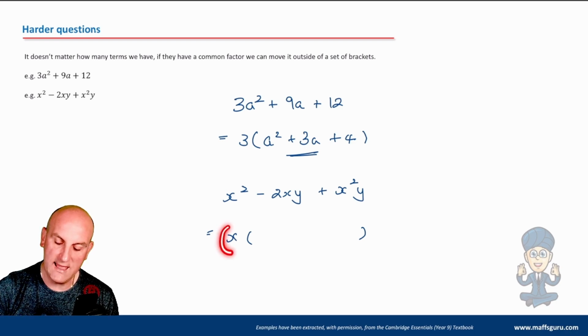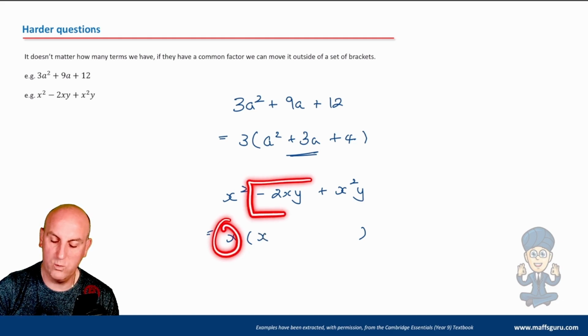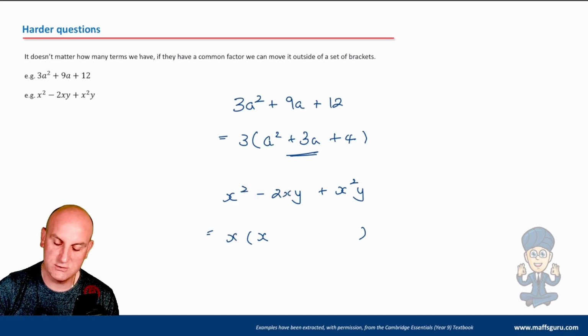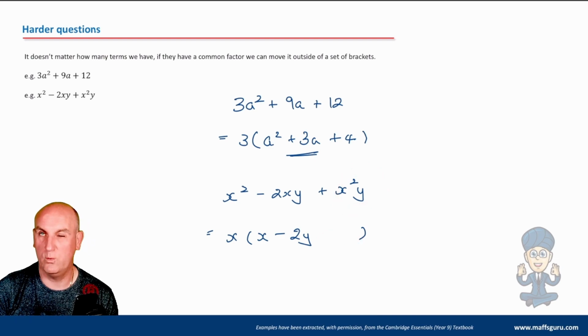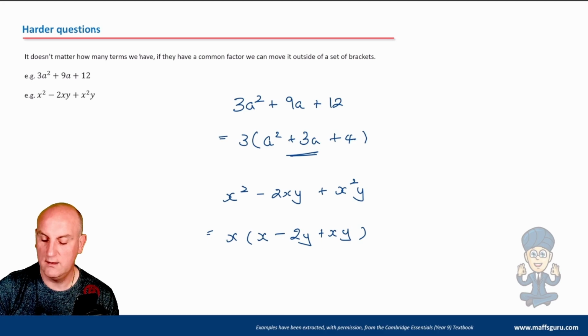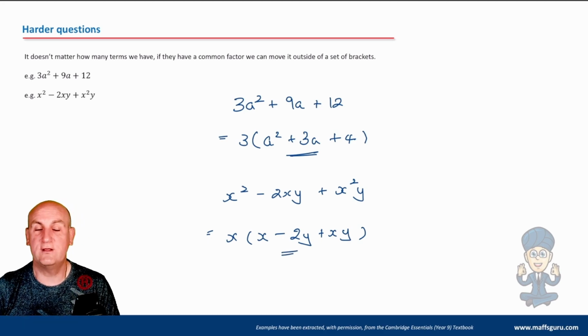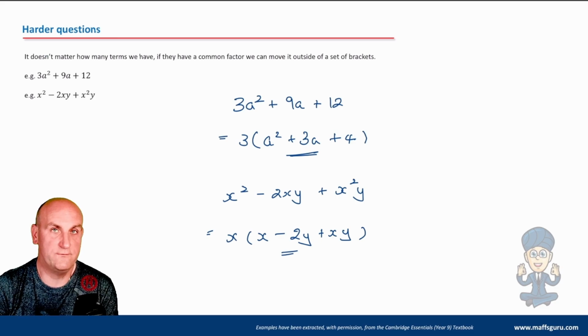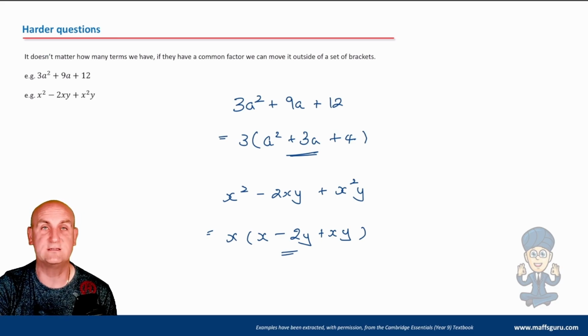And again, x times what gives me x squared? We know that x times x gives me x squared. X times what gives me minus 2xy? Well, if I get rid of that x, I've got minus 2y left, so it must be minus 2y. X times what gives me x squared y? Well, x times x gives me the x squared, and the y is just there on the end. And ka-ching. So those three terms are equally able to factorize. You've just got to find something that's common or highest common factor for each of those terms.